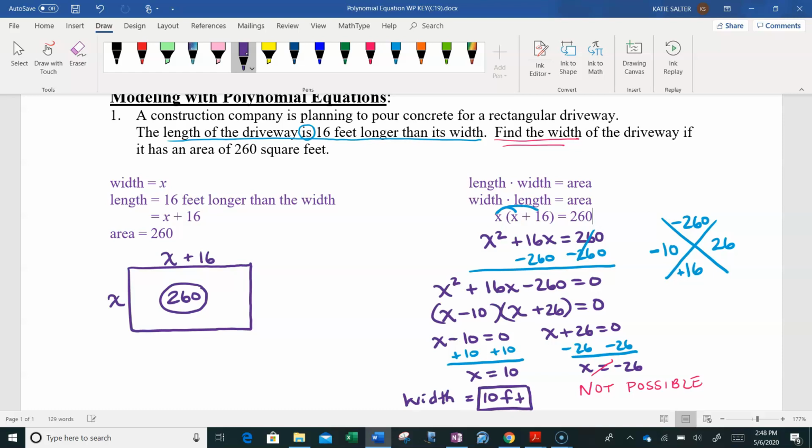Now, when you go to do your Delta math assignment, they do not have you type in units, so be careful. If this was your problem, you would just type 10. Something I highly recommend you doing is checking your answer.